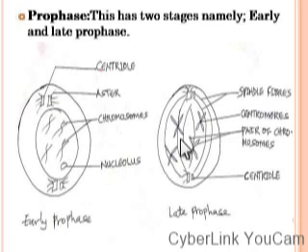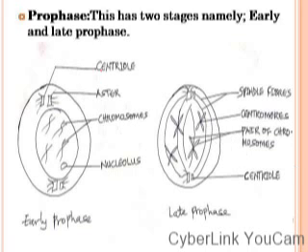At the late prophase, spindle fibers are formed. This is one spindle fiber, this is another spindle fiber, this is another spindle fiber. Thereby, spindle fibers are formed at the late prophase. There is no spindle fiber at the early prophase. There is a nuclear membrane at the early prophase. There is no nuclear membrane at the late prophase. The nuclear membrane has disappeared completely at the late prophase.